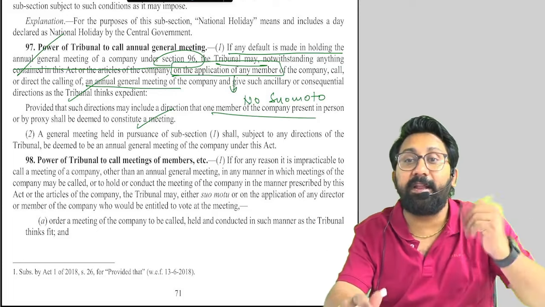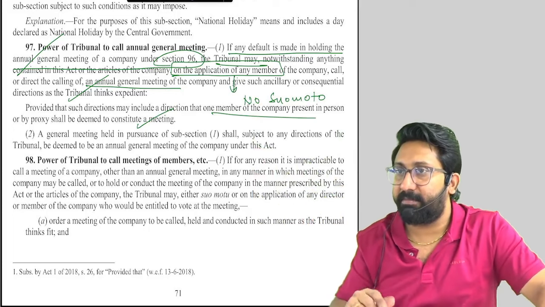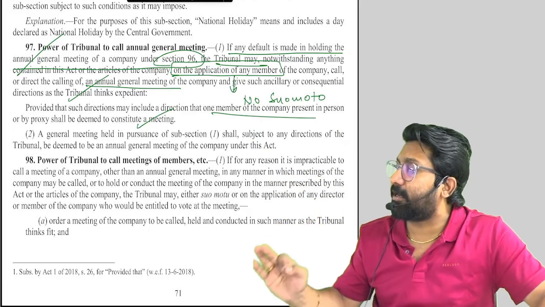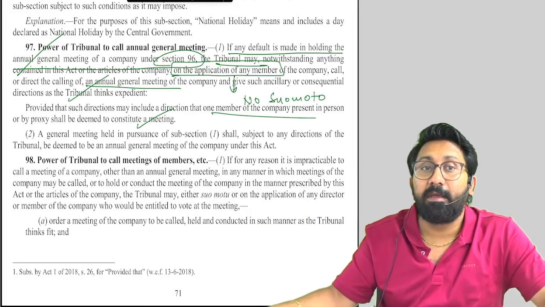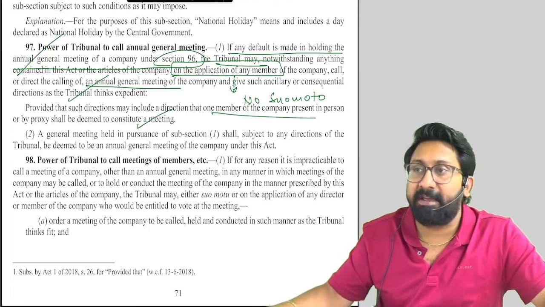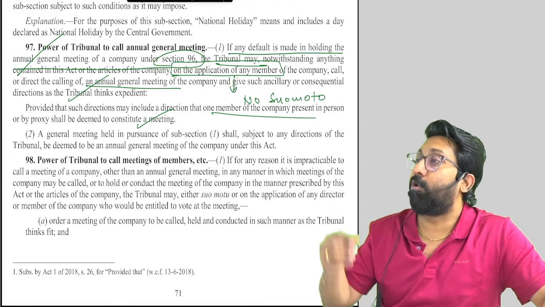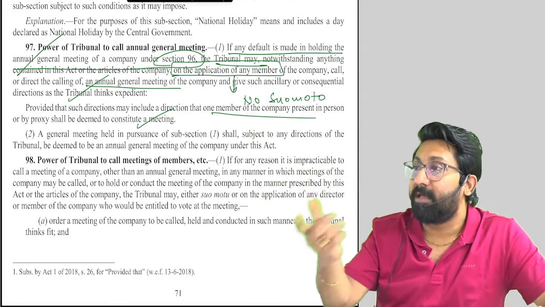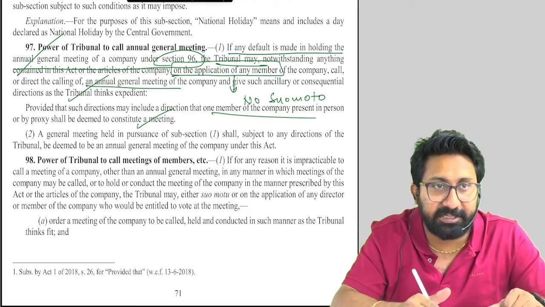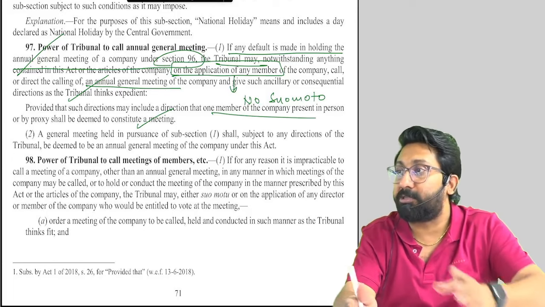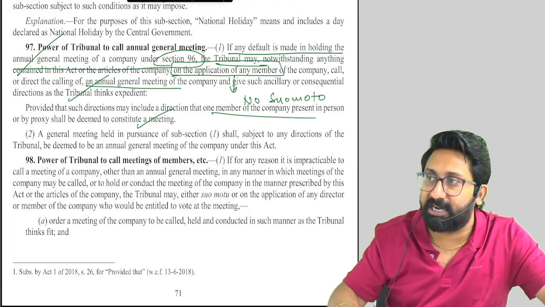Section 98. What is 98? 98 is not about AGM, it is other than AGM. Conducting the meeting is impracticable. Everyone repeat, it is impracticable to conduct a meeting. In such a situation, we will go to the tribunal and ask the tribunal to show some remedy. Why impracticable? I will first read the section, after that we will write the simplified notes. Comparison between 97 and 98 we will write. Then you can also understand the difference.